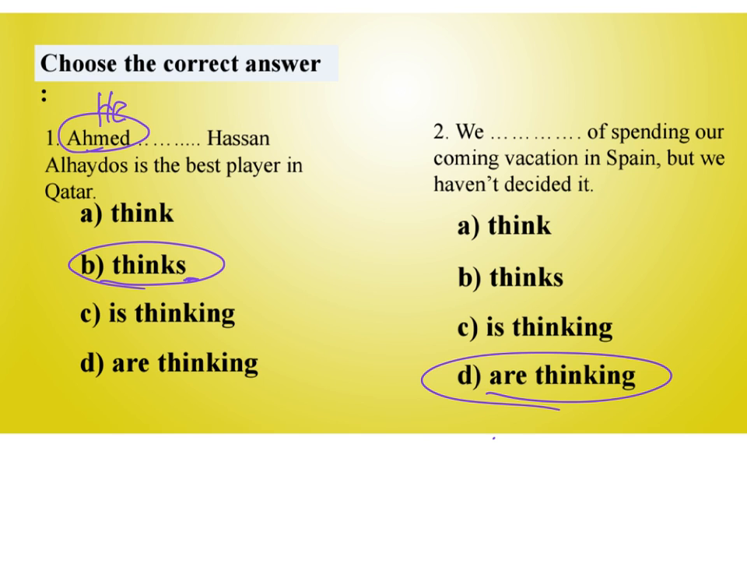Okay? What about the second one? Think in the second example means consider or plan. So, we will choose are thinking. That means we are planning on spending our coming vacation in Spain, but we haven't decided yet. But in the first one, Ahmed expresses his opinion about Hassan al-Haydous. Ahmed thinks Hassan al-Haydous is the best player in Qatar.